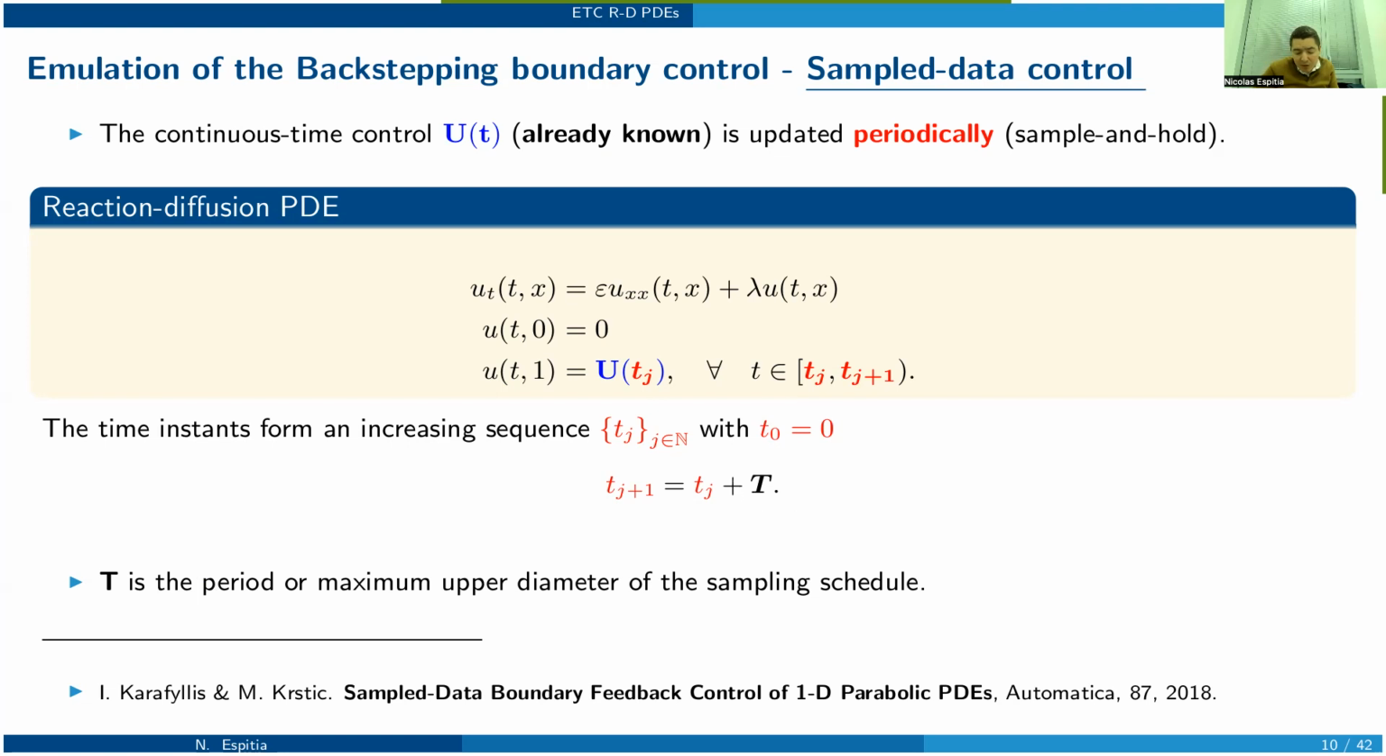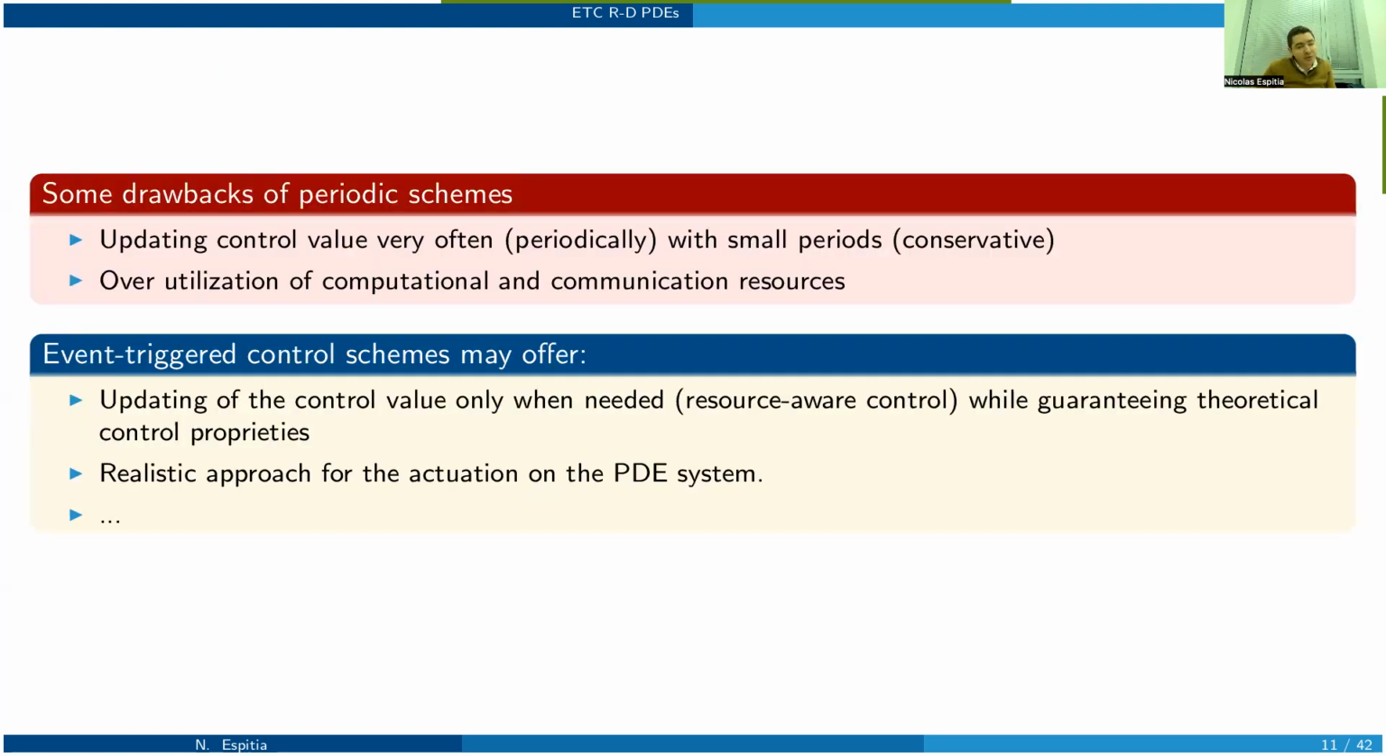Now, I think that conservatism is a feature that we typically encounter in periodic schemes. If the period is very small, it means that we need to update the control value very often, and it implies overuse of computational and communication resources. And it is here again that event-triggered control may offer an efficient way of using resources, because we update the control value only when it's needed, while guaranteeing the theoretical properties of the closed-loop system.